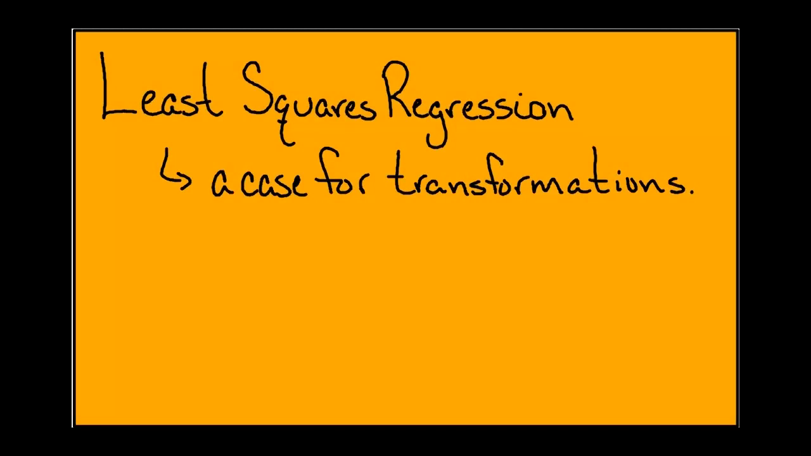Today we're going to be talking about least squares regression and a case for transformation. So we're going to have a least squares regression that actually doesn't work, and we're going to see what we can do to make it work.